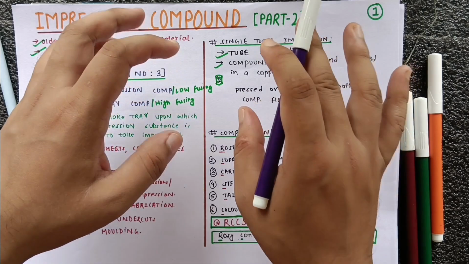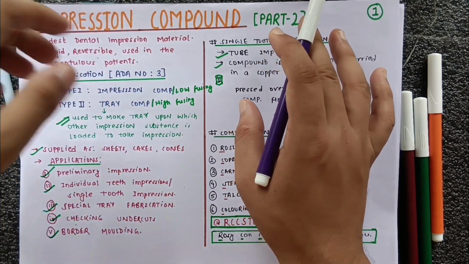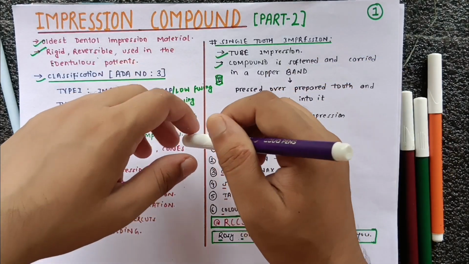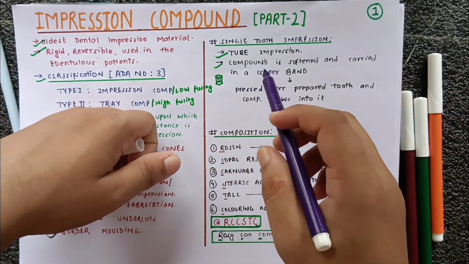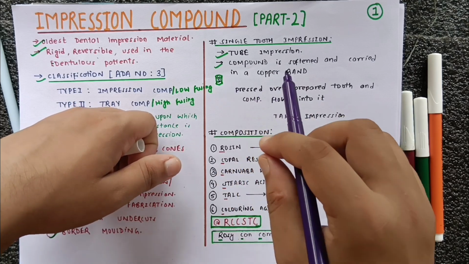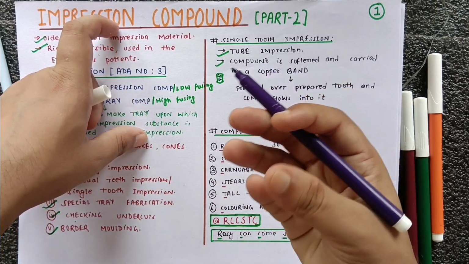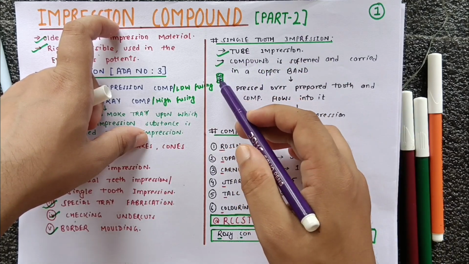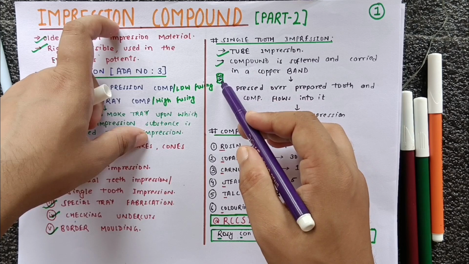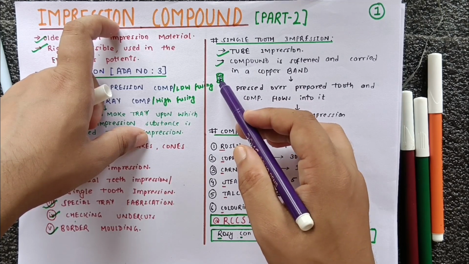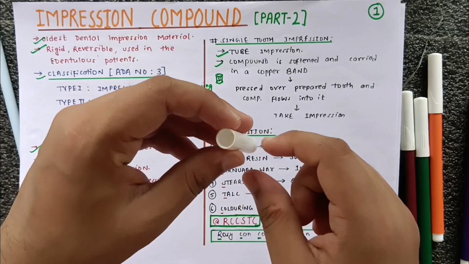It is particularly used in conservative dentistry. After the preparation of the tooth and the formation of the cavity, if you want to take the impression of that tooth, they fill the copper band, a cylinder-like structure, with the impression compound. So this is really the best example.